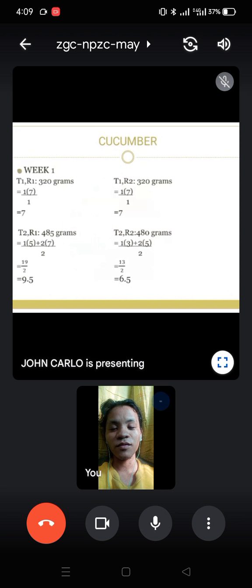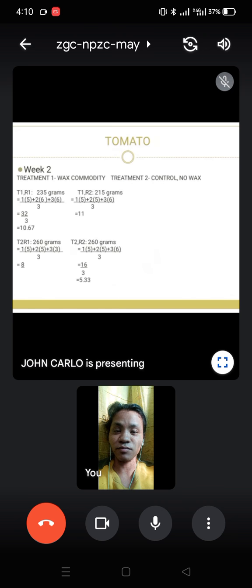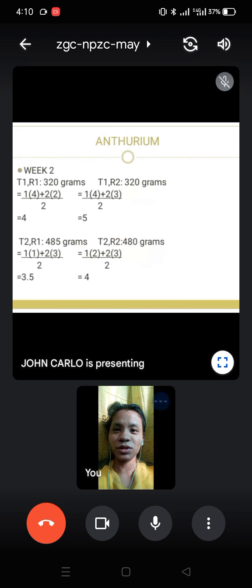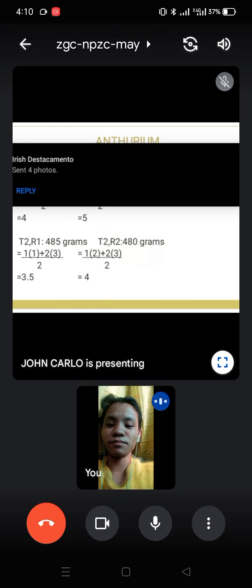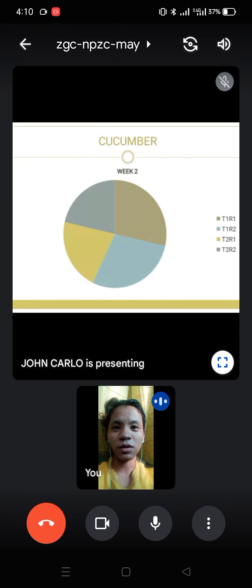In T2R2, they have 480 grams for control. 1 times 3 plus 2 times 5, divided by 2, equals 13. 13 divided by 2, they have 6.5 in T2R2 controlled or no wax. This is the graph of cucumber in week 2.